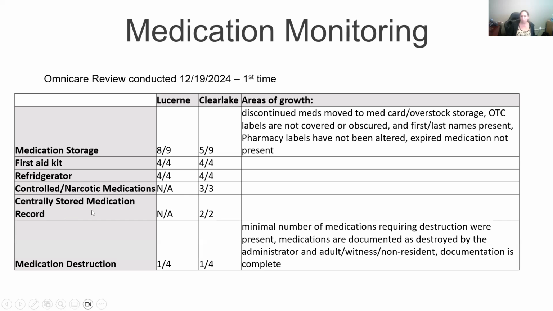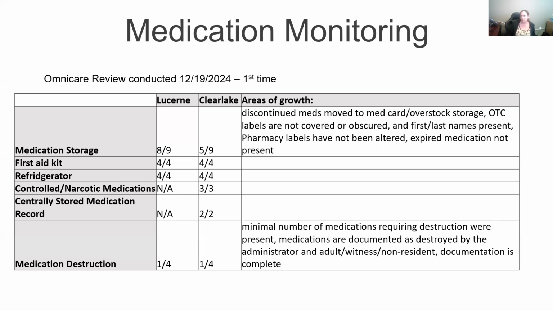For medication storage, we struggled in a couple of areas where we need to be moving our discontinued meds to the med cart or overstock storage. We have to fix our labels so that they're not covered or obscured and that the first and last names are present. We have to make sure that our pharmacy labels have not been altered by ourselves or by staff or by the individuals themselves.